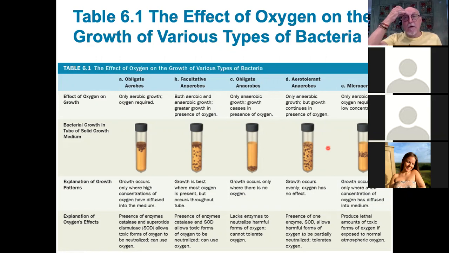And then the last group are interesting for us because we do see them in some pathogenic bacteria. And these are called the microaerophiles. Here again, we have our tube, we inoculate it. And here, they grow only in a little narrow band. It looks like they can tolerate a small amount of oxygen. In fact, they require a small amount of oxygen. They do perform aerobic respiration.